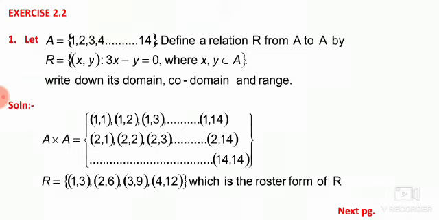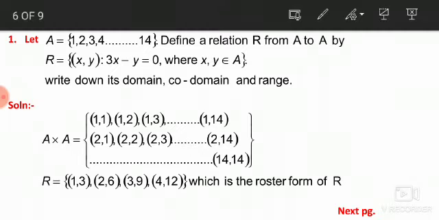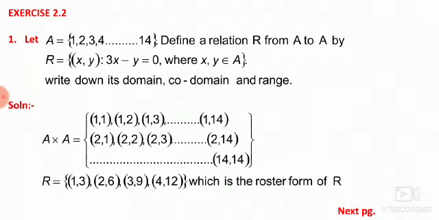Let me begin with the problems from exercise 2.2. Let A be equal to 1, 2, 3, 4, 5, and so on up to 14. Define a relation R from A to A by R is equal to the set containing the ordered pairs x comma y such that 3x minus y is equal to 0, or y is equal to 3x, where x and y belong to the given set. Once again, we are going to write the domain, codomain, and the range of the relation.